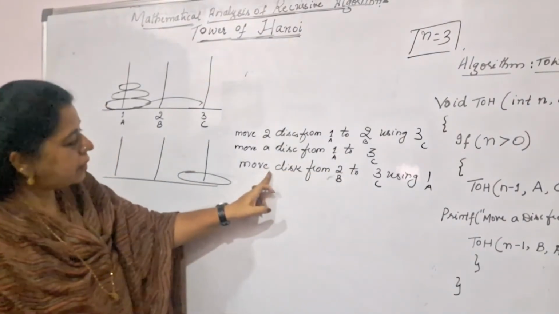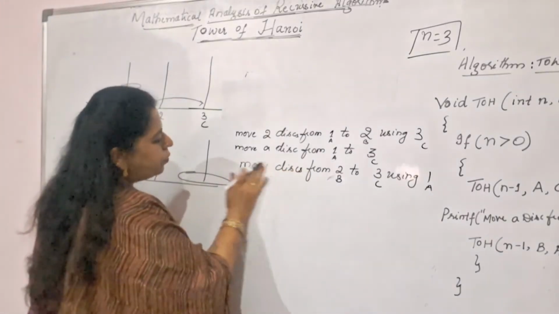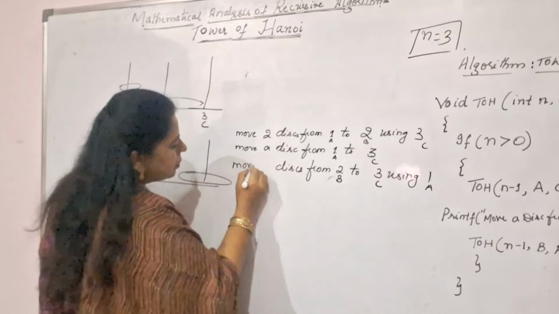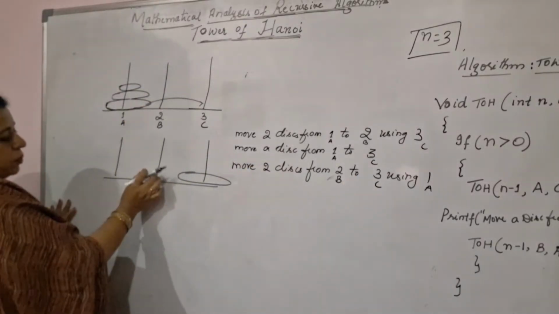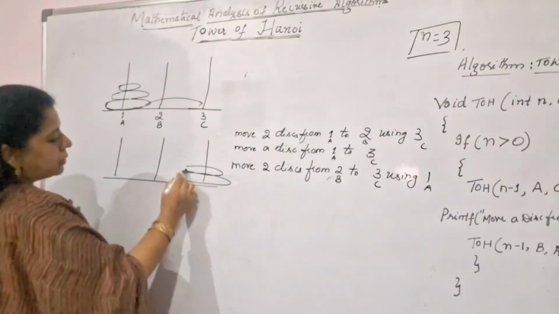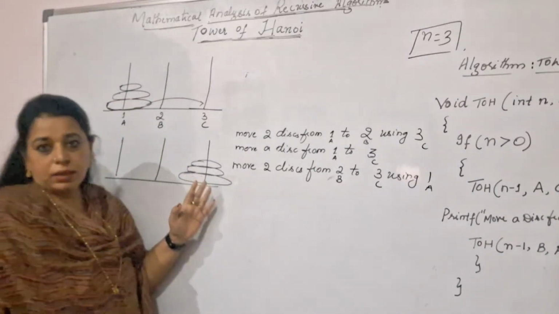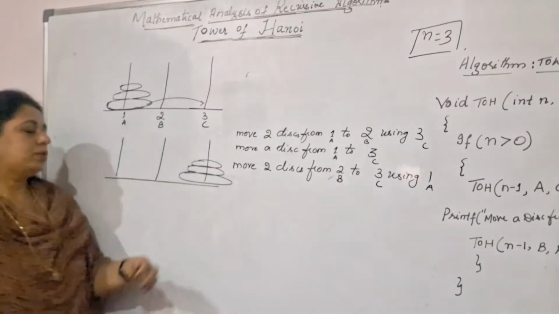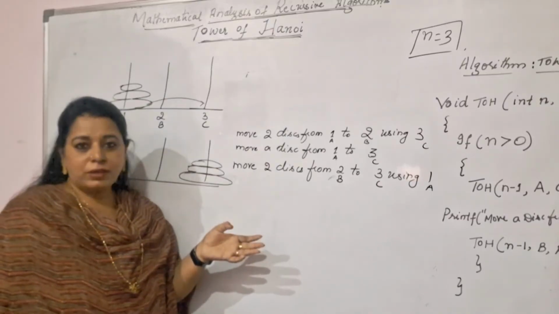Then the third step is move 2 disks from 2 to 3. So whichever 2 disks you had moved earlier will come over here. You are following the same procedure to move the 2 disks. So you are able to place these 3 disks in the same order in the destination tower. What we have done here is, basically for 2 disks you had followed some procedure.